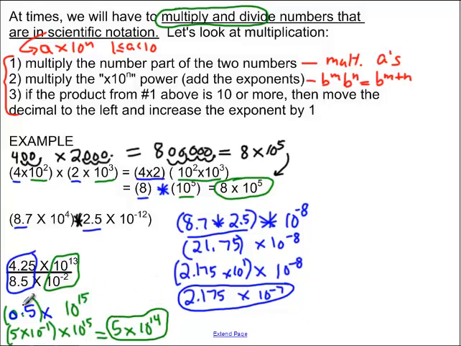So again, the tricky part is if we get to something like 0.5 or 21.75, where we multiply the 8.7 times 2.5, that's not quite in scientific notation, so we've got to modify it to get down here. This one is not in scientific notation, so we have to modify it to get right here. So right there and right there are our answers. All right, questions, bring them to class.